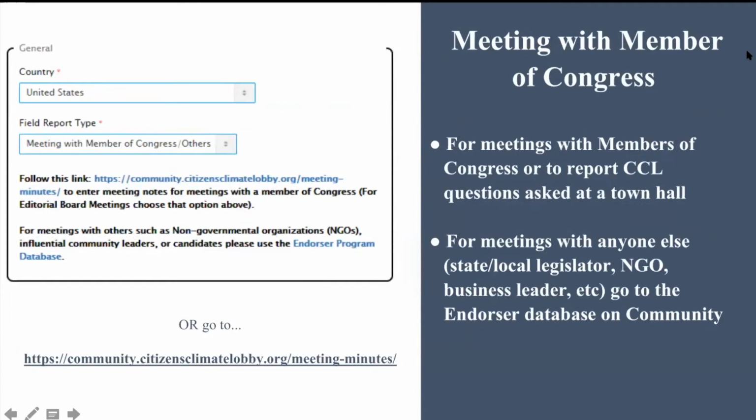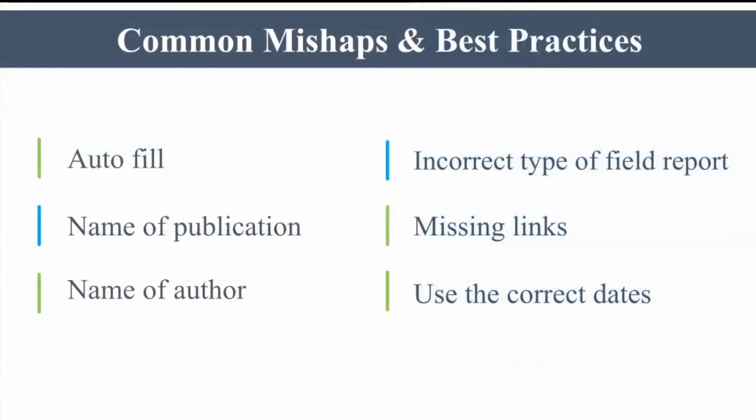You can use the Notes section to record information about your meetings, such as with city council members, when working on municipal resolutions. For questions concerning this database, email endorse@citizensclimate.org. At this time, we are not collecting data on emails to congressional staff or phone calls to congressional offices or local elected officials. Now Sandy's going to let you know about common field report mishaps and best practices.